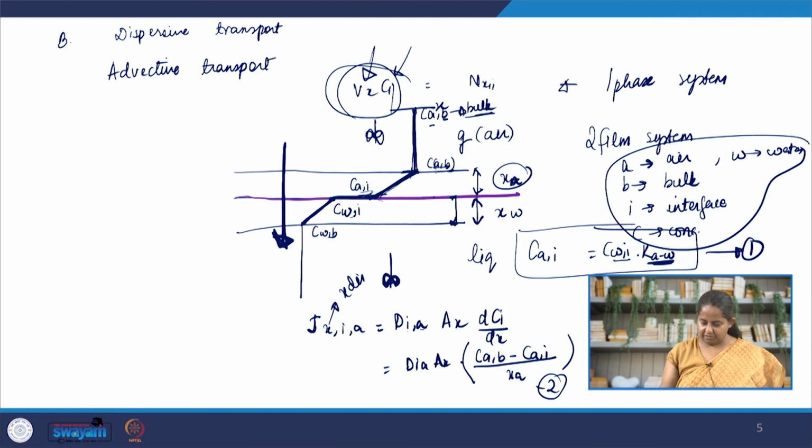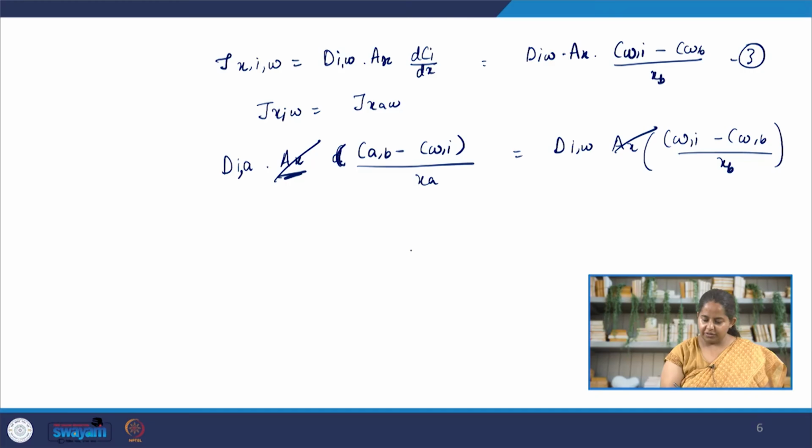So if you remember here, we had a system here, CAI is equal to CWI KAW. So that's one thing, we know the equilibrium constant, and we know that CAI and CWI will be at equilibrium. So we can replace CAI with CWI KAW. So we have CAI, where's CAI? Okay, this is supposed to be CAI. So we can replace CAI with KAW CWI.